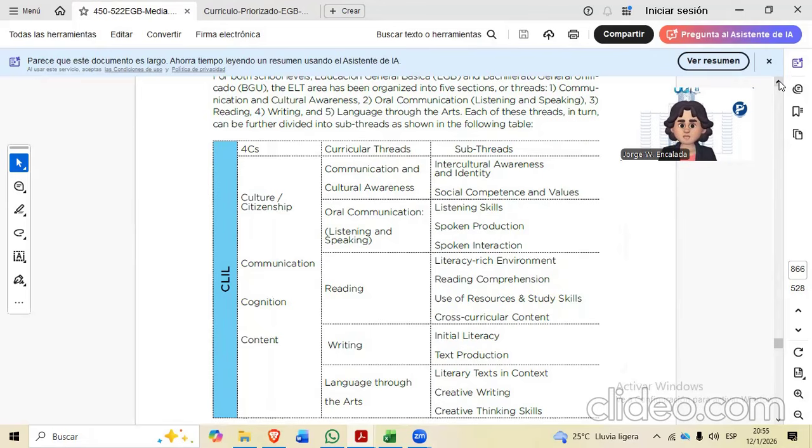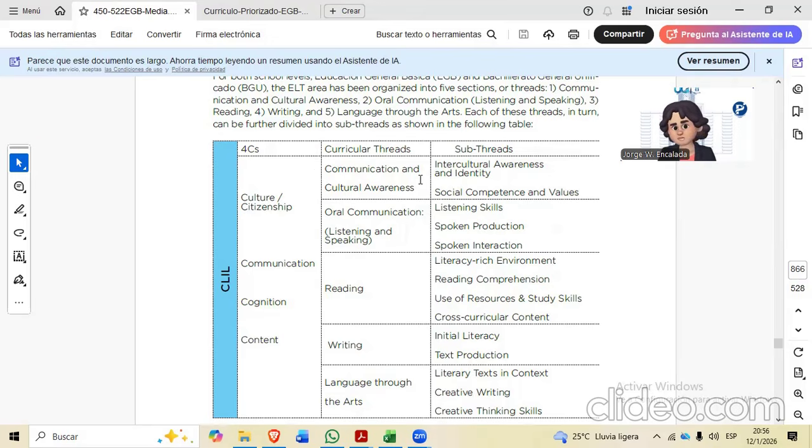Okay, the Ecuadorian proposal is divided across 5 different curricular threads. Each curricular thread is going to have a subthread or a set of subthreads. For instance, the first curricular thread is going to be communication and cultural awareness. The second curricular thread is going to be oral communication. I want you to notice that it's not speaking and listening, it's oral communication. And oral communication is composed of those two.